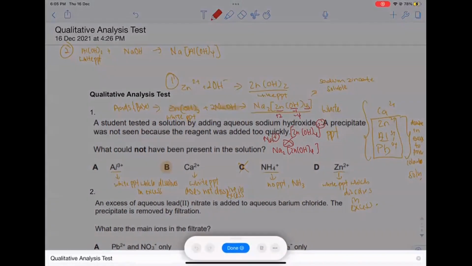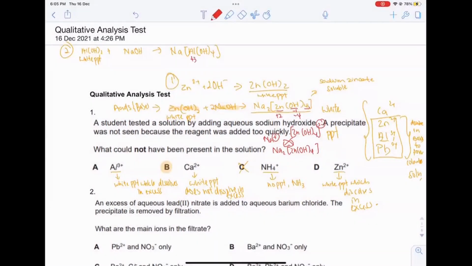Likewise, Al is +3. You have 4 OH minus, or -4. So overall, this will give you [Al(OH)4] minus. So therefore, with the Na plus, you get Na[Al(OH)4]. This is known as sodium aluminate.